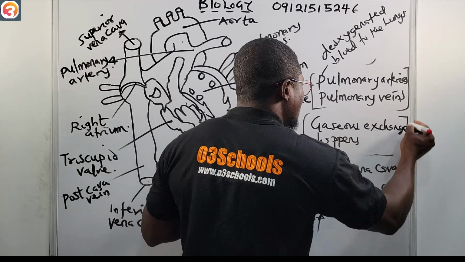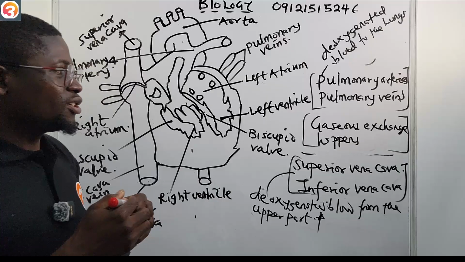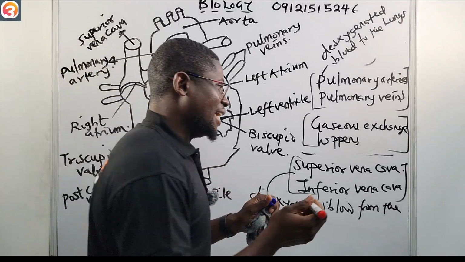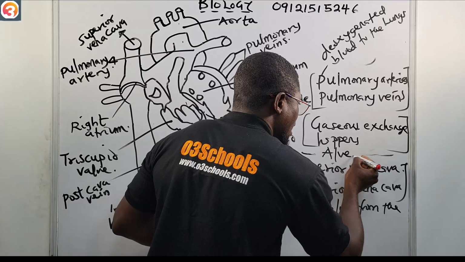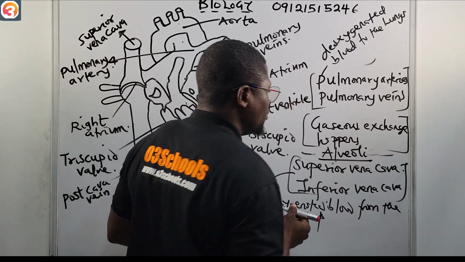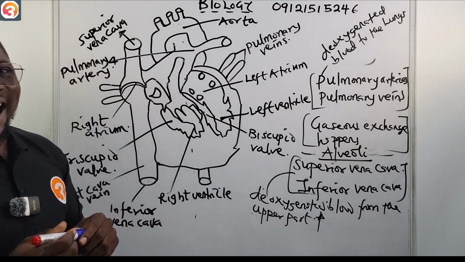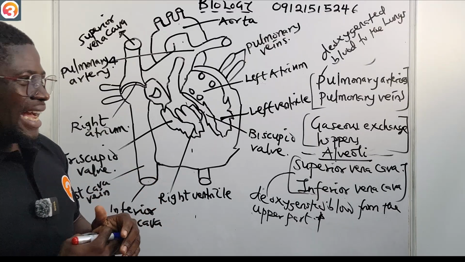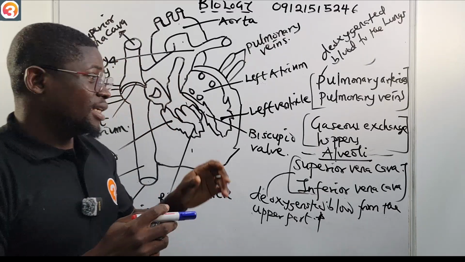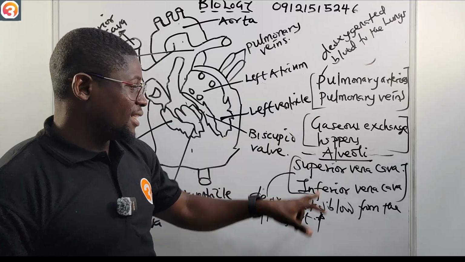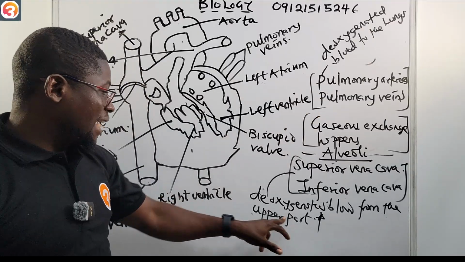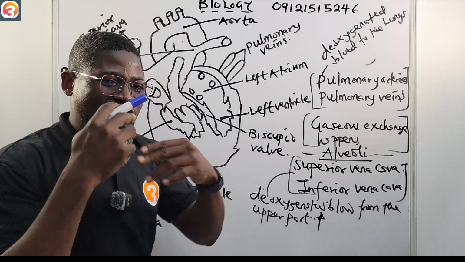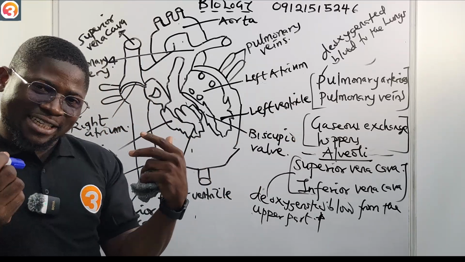Okay, gaseous exchange, what happens? Why does gaseous exchange happen there? Because at the lung, there's something very special called the alveoli. Alveoli, A-L-V-E-O-L-I. So at that point, the carbon dioxide present in the deoxygenated blood that is pumped by the right ventricle and carried by the pulmonary artery is exchanged for oxygen that we need, all right?